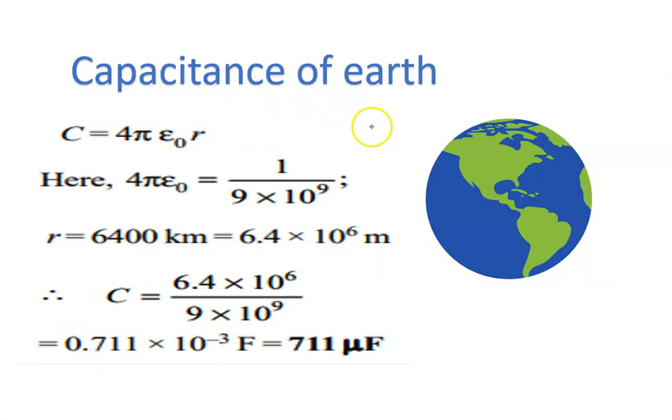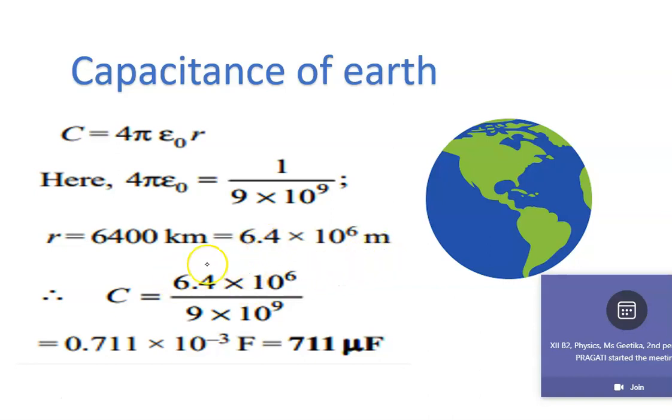Now next is the capacitance of earth. We generally consider that the shape of our earth is spherical, and as earth is a conductor, we can find out the capacitance of earth. So the formula for a spherical capacitor is 4 pi epsilon naught into R. Epsilon naught is a constant and its value is 1 divided by 9 into 10 raised to power 9. R is the radius, and the radius of the earth is 6400 kilometer, and we can write this value as 6.4 into 10 raised to power 6 meter.